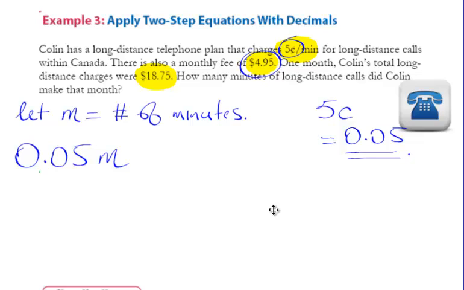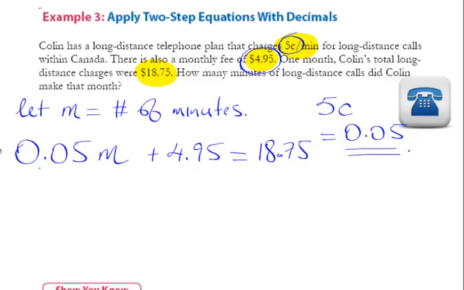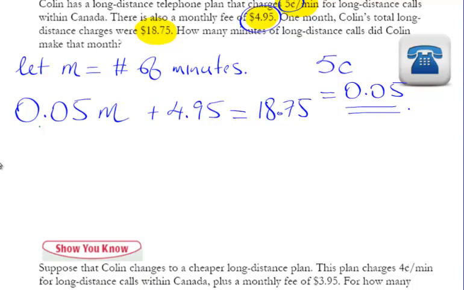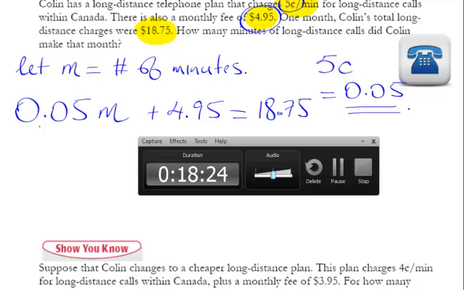Now, we've also got that pesky $4.95, and the total bill on the right-hand side of the equation comes to $18.75. So there's the equation that we have to solve. Now, I would like you to go through and try solving that. I'm going to pause the tape, and we'll come back in a moment and see how you made out.